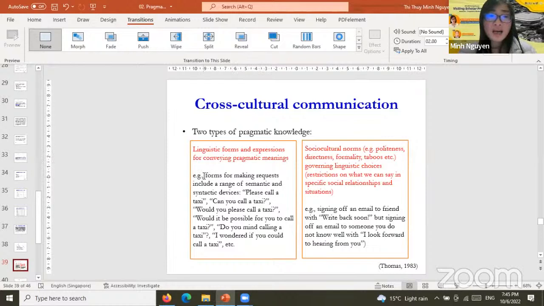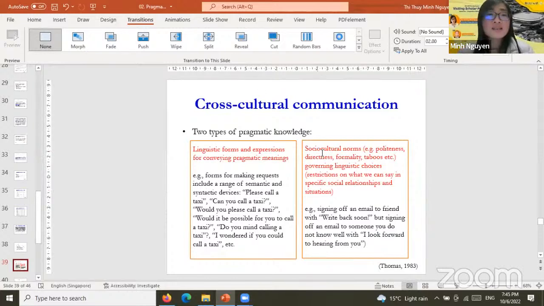So examples are forms for making requests in English include: please call a taxi. Can you call a taxi, please? Would you please call a taxi? Would it be possible for you to call a taxi? Do you mind calling a taxi? I wonder if you could call a taxi, so on and so forth. So these are the linguistic devices that we use in order to convey our intention, okay, requestive intention.